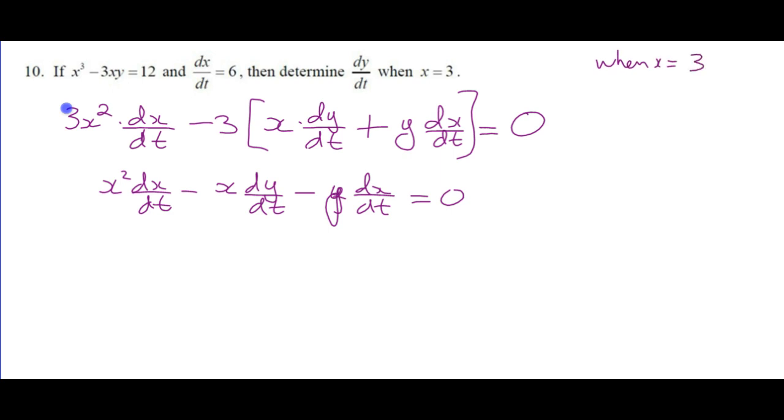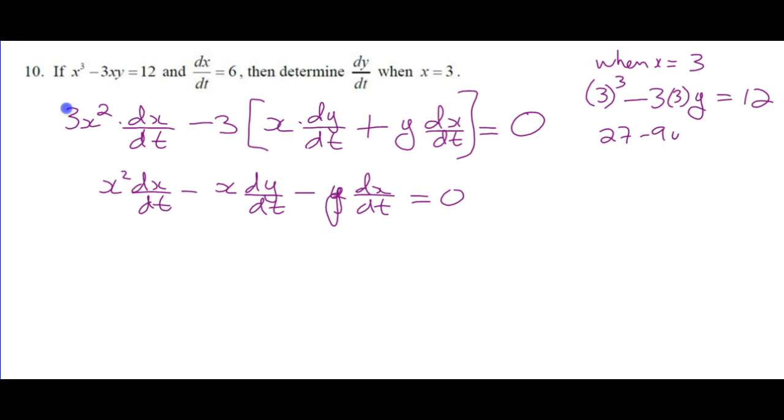then we've got x cubed, so 3 cubed minus 3 times y is equal to 12. Okay, so we're just going to get the value for y, and then we'll have everything we need, right? Except for the one thing we're trying to find. We'll fill it in and solve. Okay, what do we got?